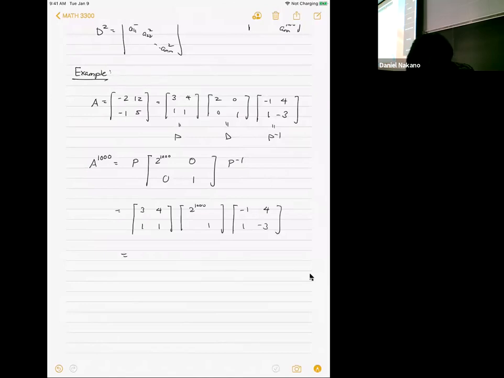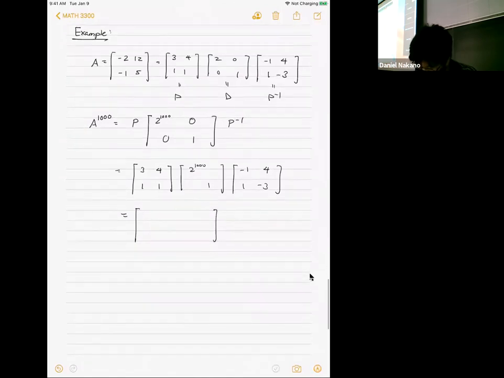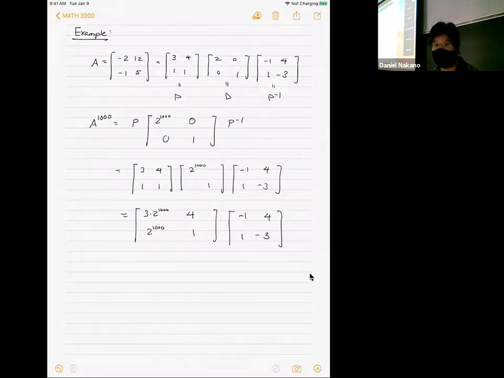Okay. All right, so we'll matrix multiply the first ones. So what do we get? We get 3 times 2 to the 1000, and then the next one's a 4 here. And then I get 2 to the 1000, and I get 1, times this matrix. Okay, I just matrix multiplied the first 2 matrices over there. Everyone okay with that? All right, now I just matrix multiplied these 2 matrices.